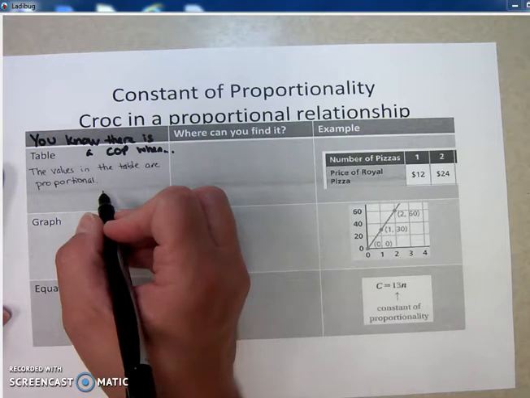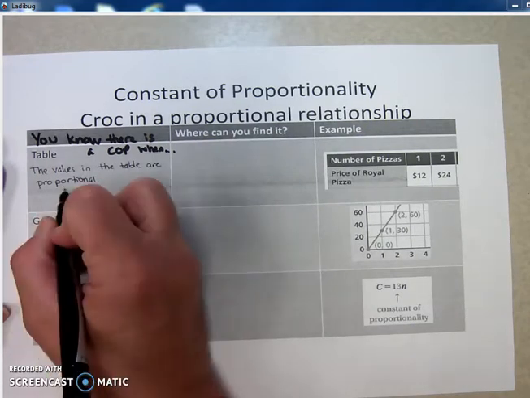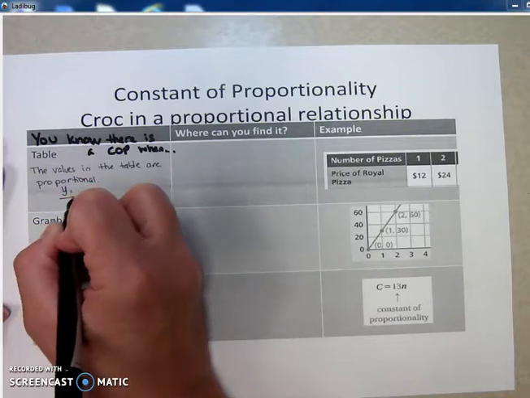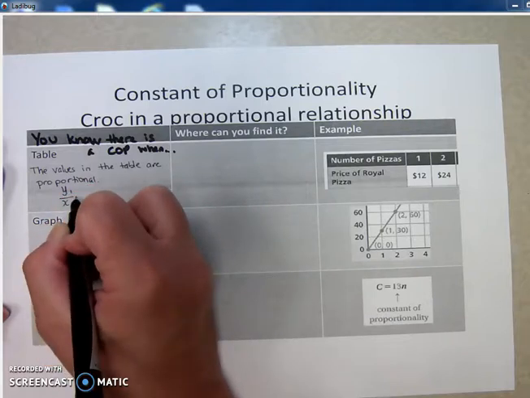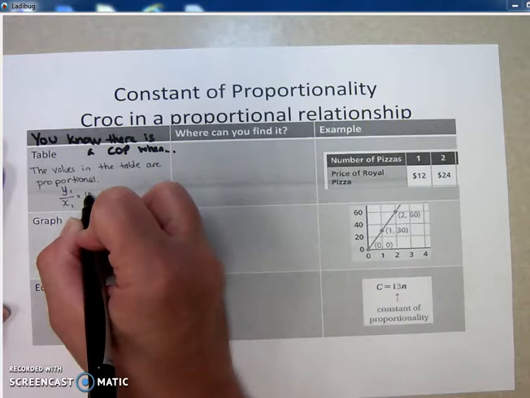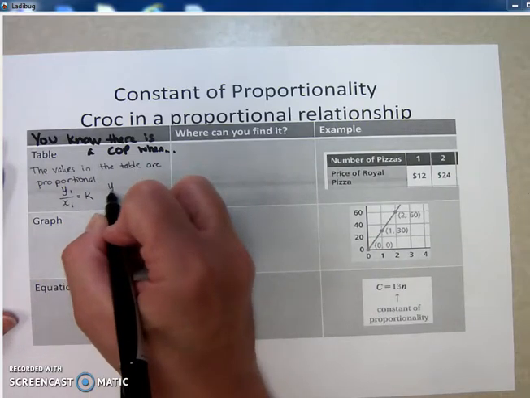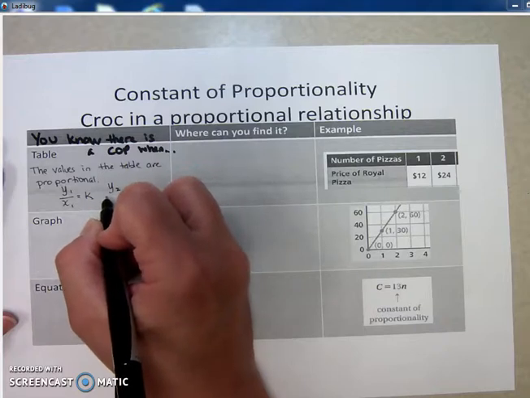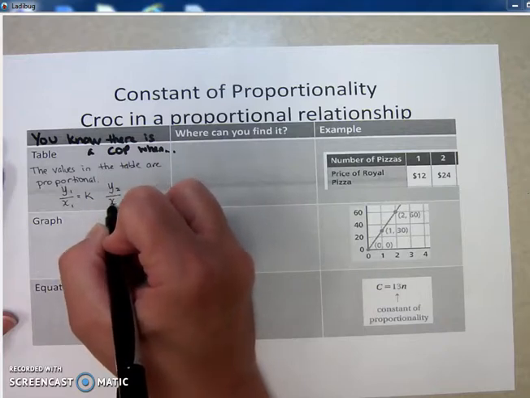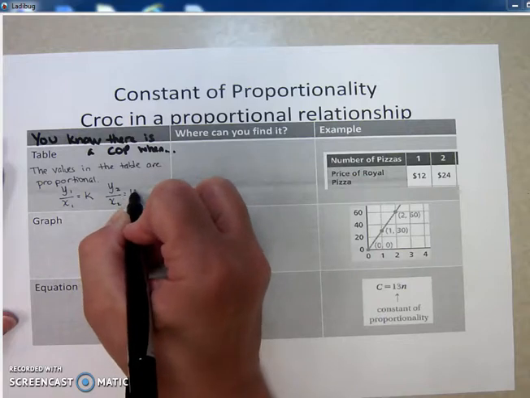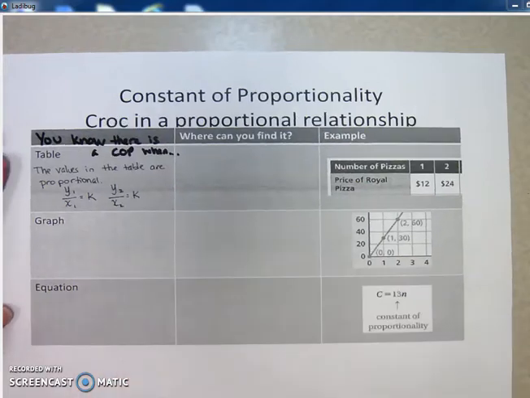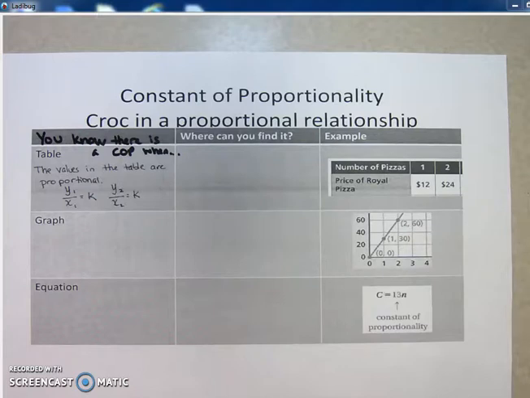Now here's how I'm going to determine whether or not they're proportional. I'm going to take the y values, or the dependent values, and divide them by their corresponding independent values, and I should get the same constant. So if I take a second point in the table and take the y value and divide it by the x value that goes with it, I should get the same constant. And that constant would be the constant proportionality. So let me show you an example here.